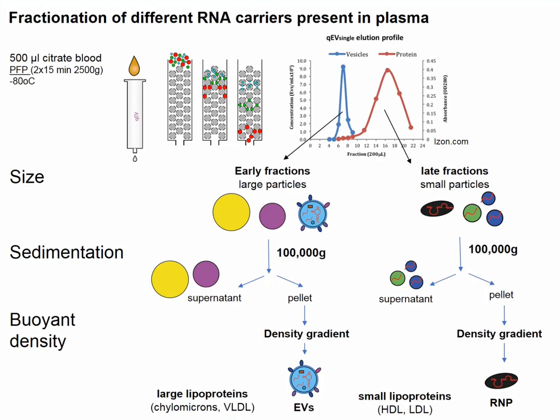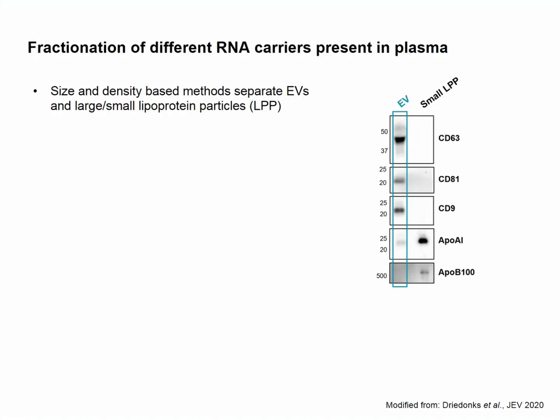In our paper, we showed data on all of the 6 different fractions, but to make our case more understandable, we will focus on the EVs versus the small lipoprotein fractions. On the right side, we show a Western blot indicating that the EV fraction is indeed enriched for EV markers CD63, CD81, and CD9, whereas the lipoprotein markers ApoA1 and ApoB100 are present in the lipoprotein fraction.